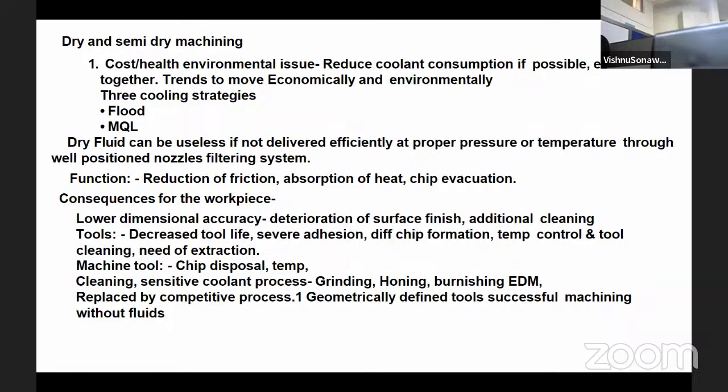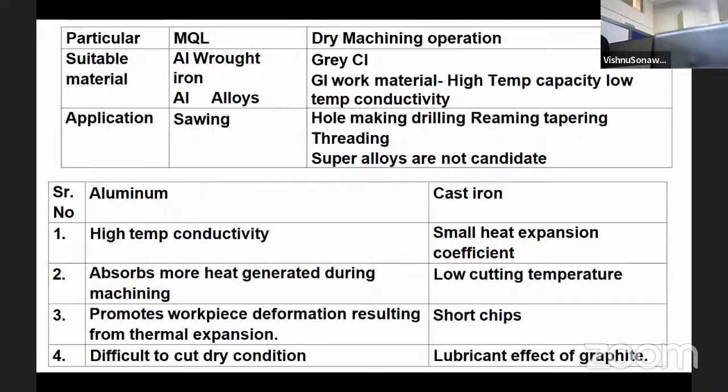Because with a small material removal rate, dirt, dust, and chips are formed, and such dirt, dust, and chips should be cleaned from the machining centers and replaced by this competitive process: geometrically defined cutting tools working successfully without machining fluids. These are dry machining and semi-dry machining. Again, the dry machining operation.